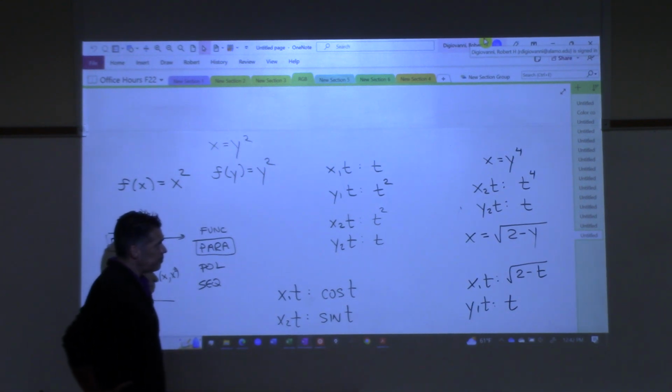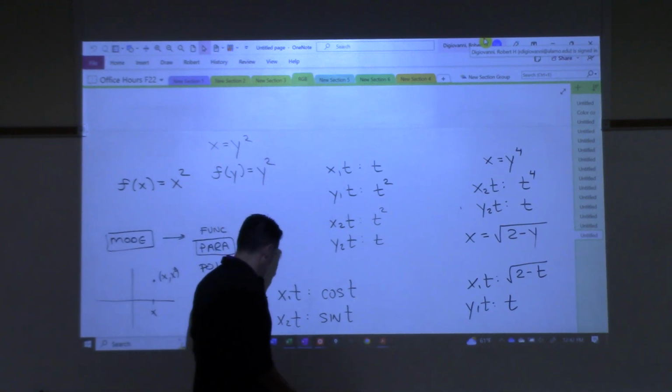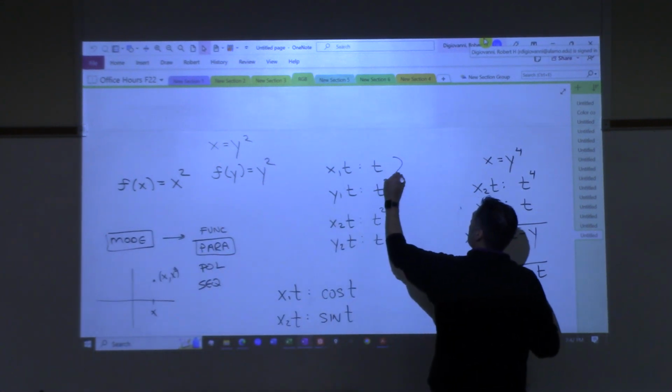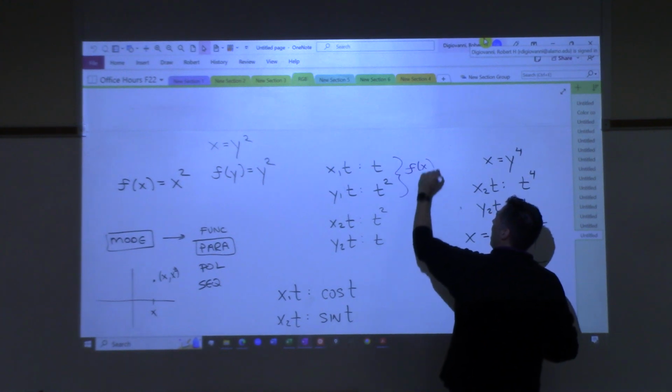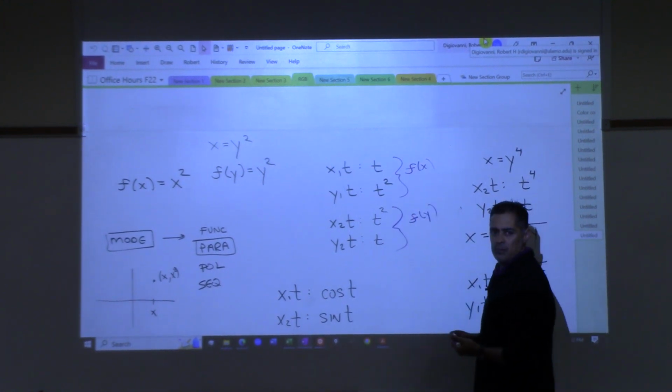The t and the t squared for the x1, y1, that's if it's in a function of y? Nope. This right here is the way you would type it if you wanted it to be a function of x. Oh. This is the way you type it if you wanted it to be a function of y.